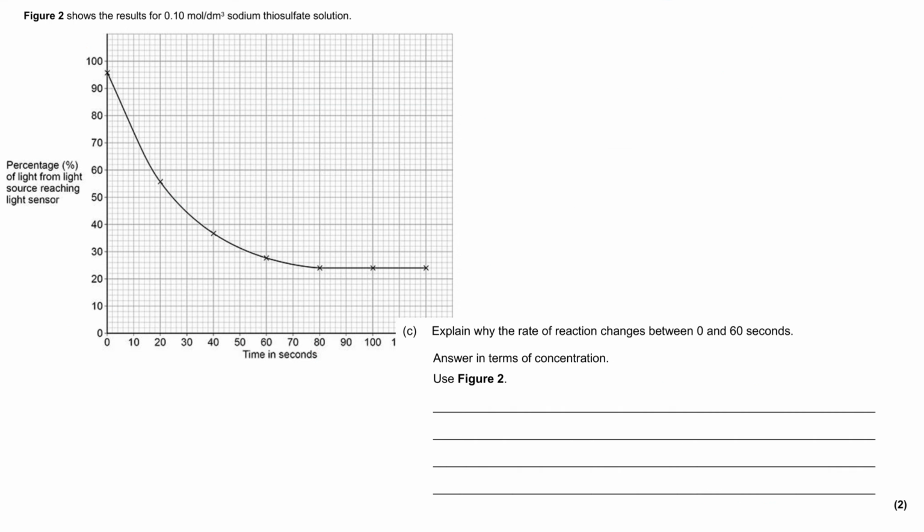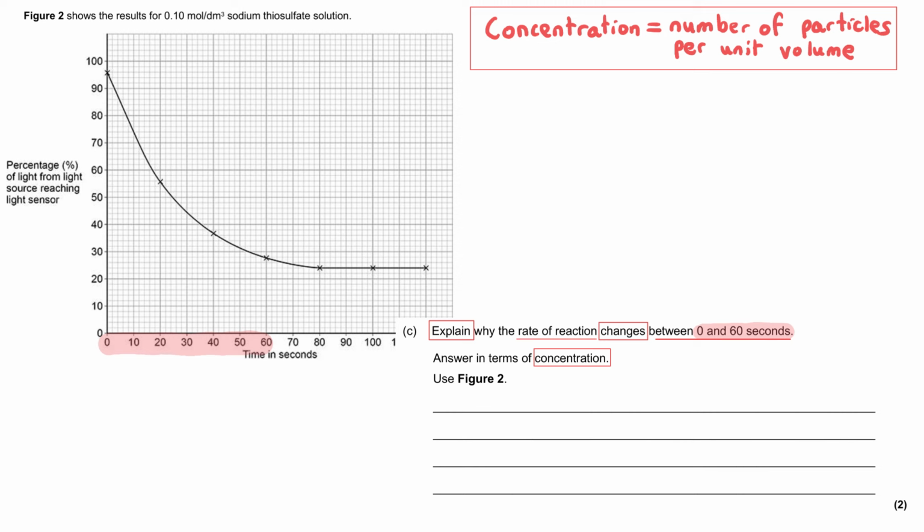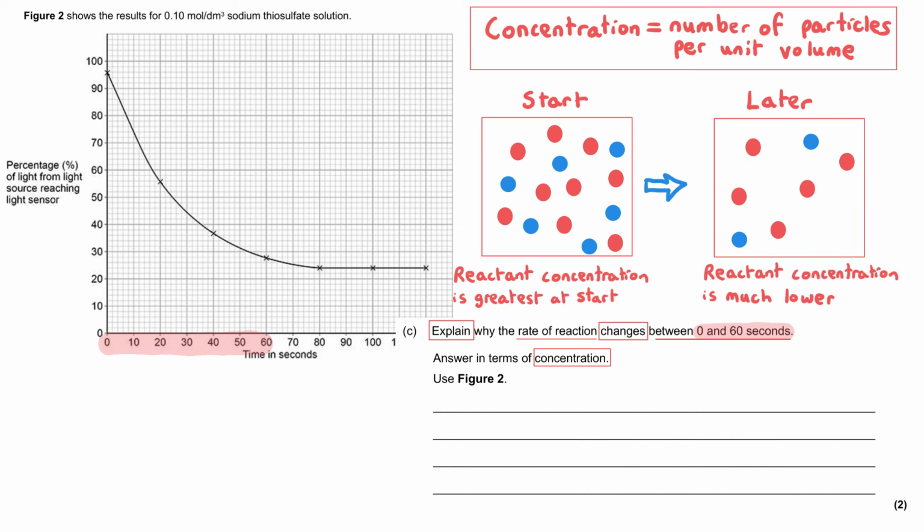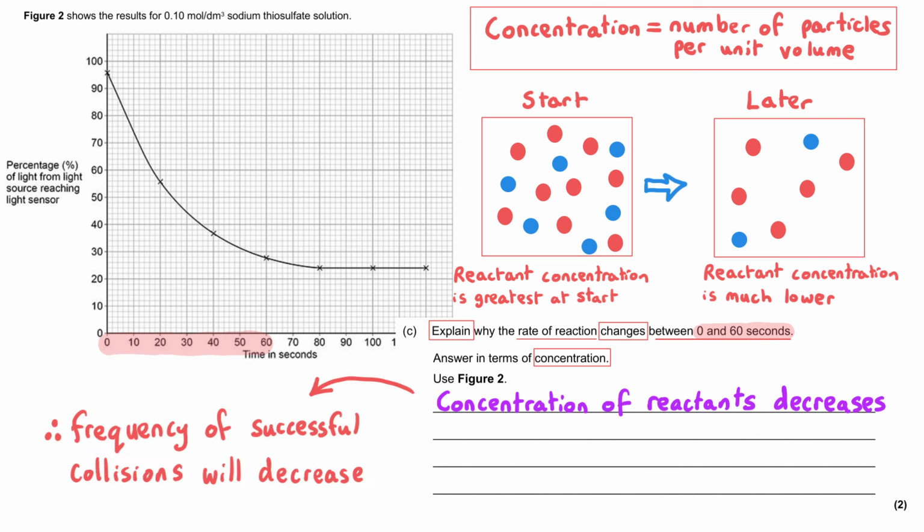And then we're asked to explain why the rate of reaction changes between 0 and 60 seconds, and answer in terms of concentration. Well, at the beginning of any reaction, the reactant particles will be in the highest concentration they will ever be during the reaction. Over time, when these particles collide with each other, they will get used up in this reaction, and so the concentration of the reactants is going to decrease, and therefore the frequency of successful collisions will also decrease, and so the rate of reaction will slow down.